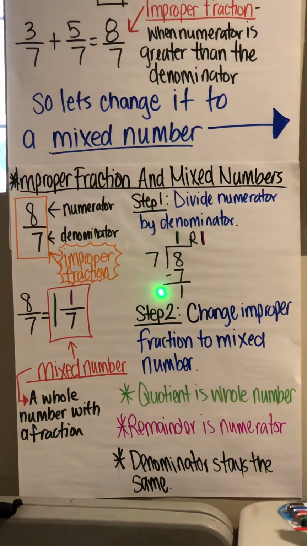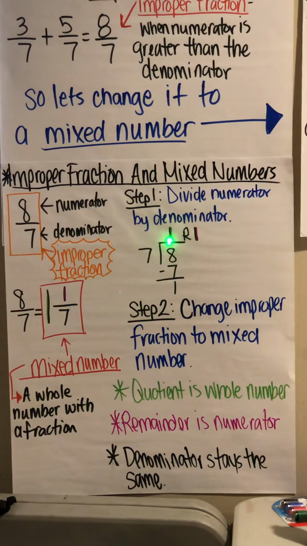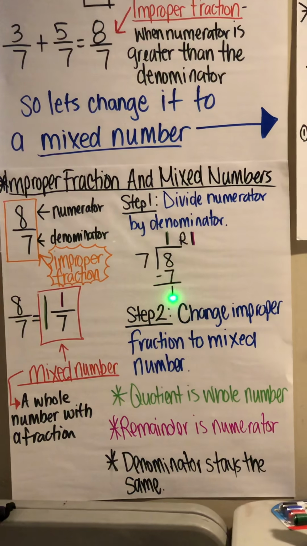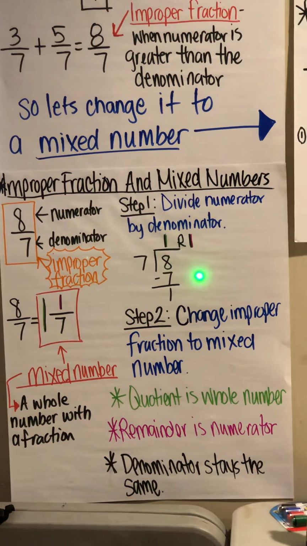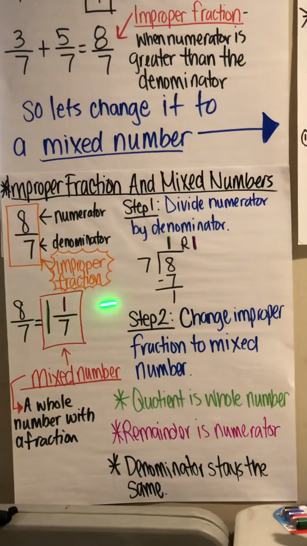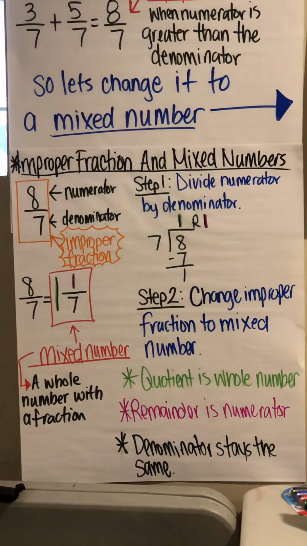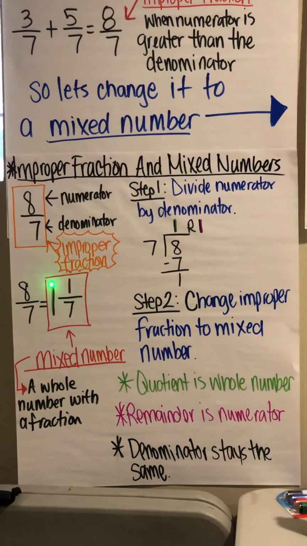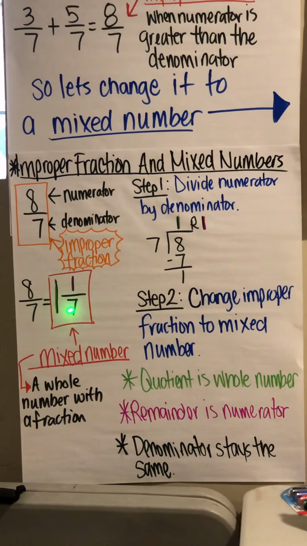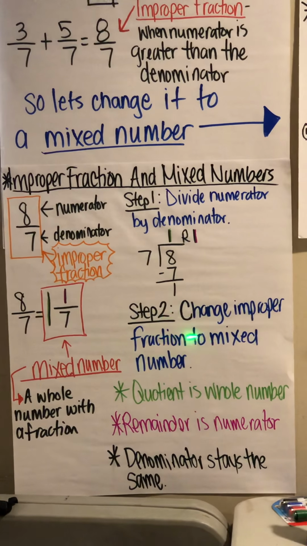But let's rewrite it over here. 8 divided by 7. 7 goes into 8 one time. When you subtract, you have 1 left, and that is the remainder. You change the improper fraction to a mixed number by doing this. 7 goes into 8 one time. The remainder is the 1, and the denominator stays the same. So you change the improper fraction to a mixed number.